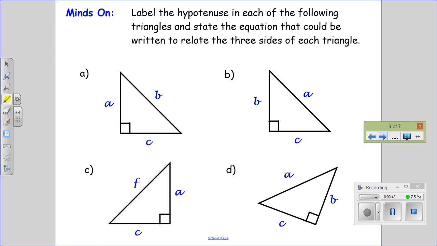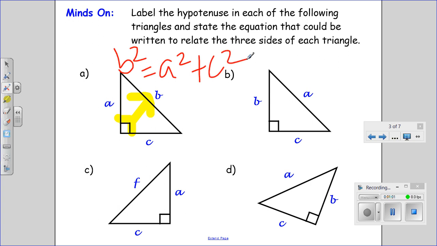be written to relate the three sides, the first thing I do is I look for my right angle and I draw an arrow across. So in this situation, b squared stands alone and it equals a squared plus c squared. Again, look for my right angle. Pause the video and try and do this question and part C and D yourself.